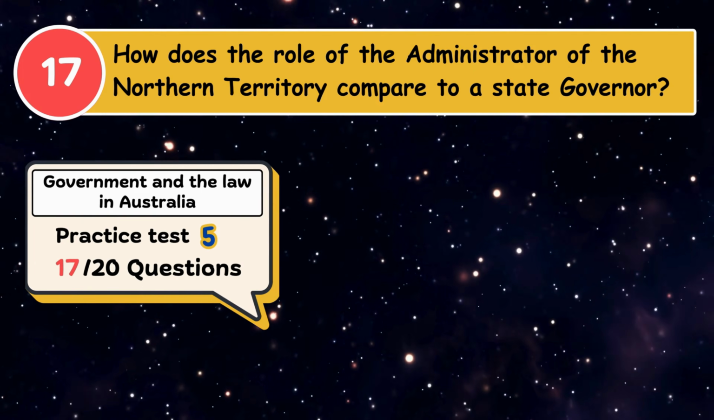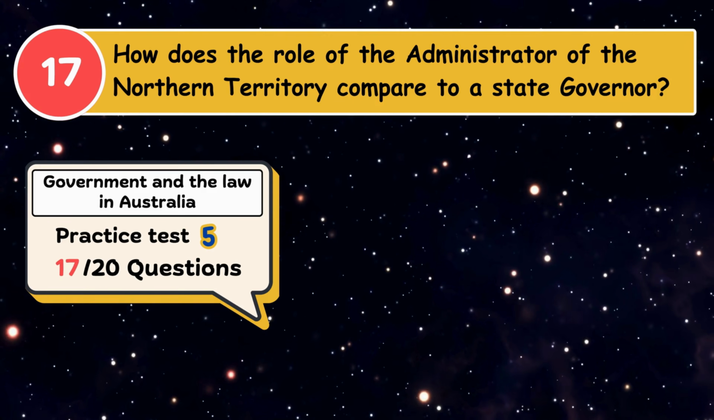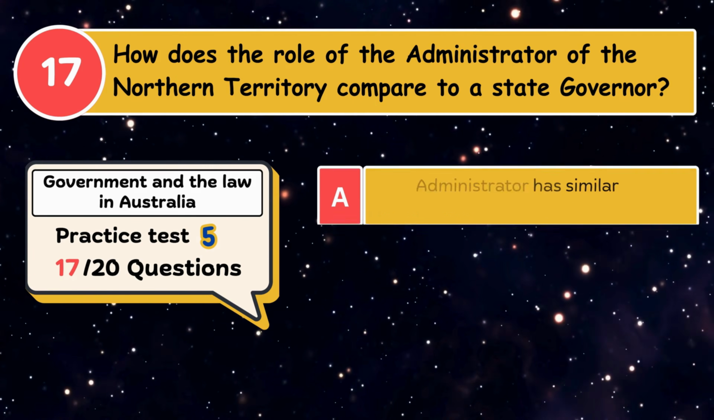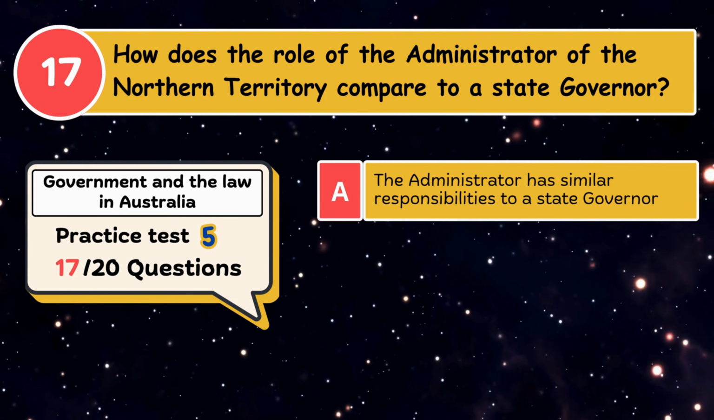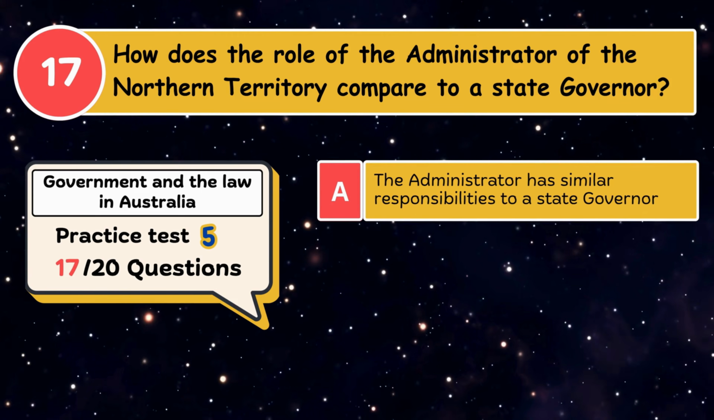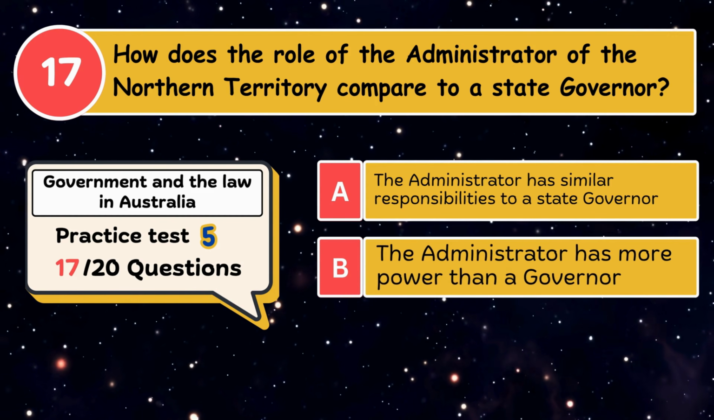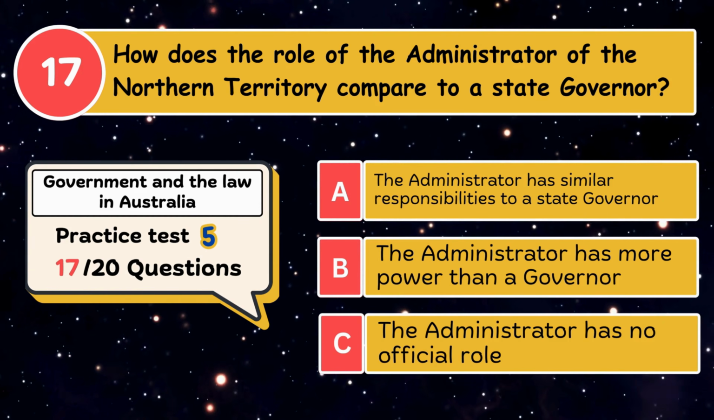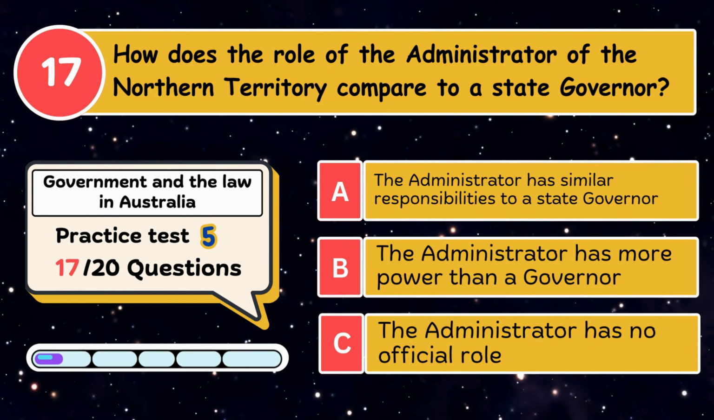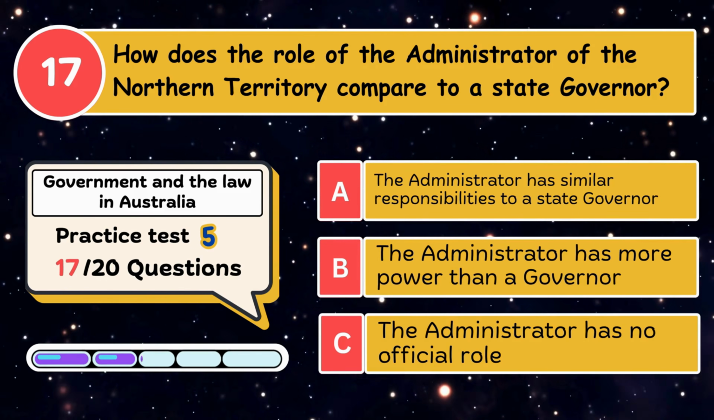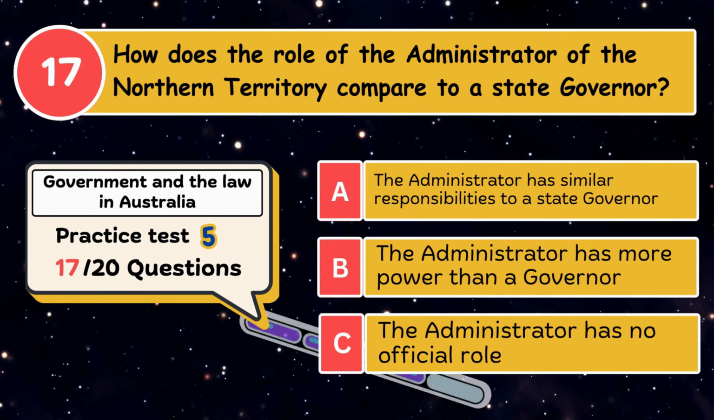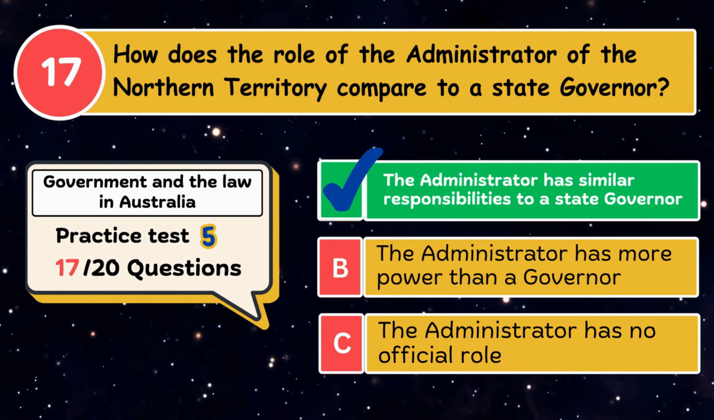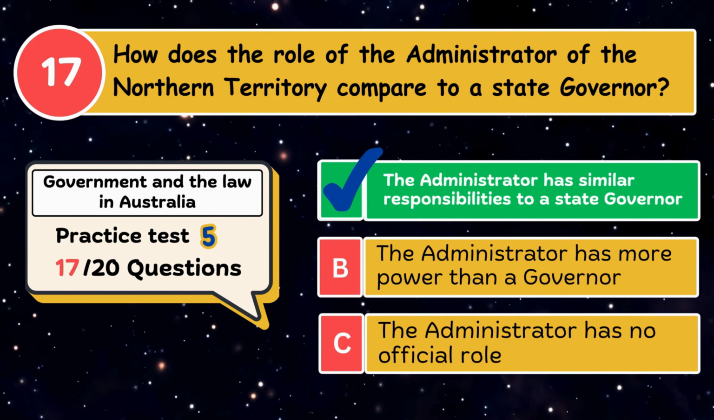How does the role of the Administrator of the Northern Territory compare to a state governor? A. The Administrator has similar responsibilities to a state governor. B. The Administrator has more power than a governor. C. The Administrator has no official role. The correct answer is the Administrator has similar responsibilities to a state governor.